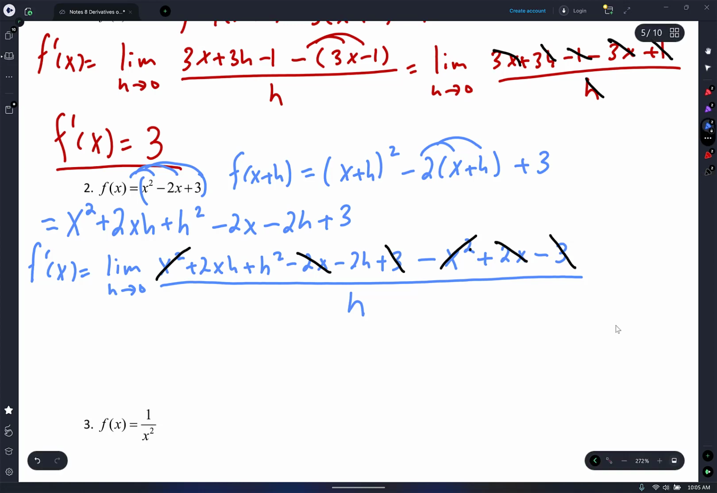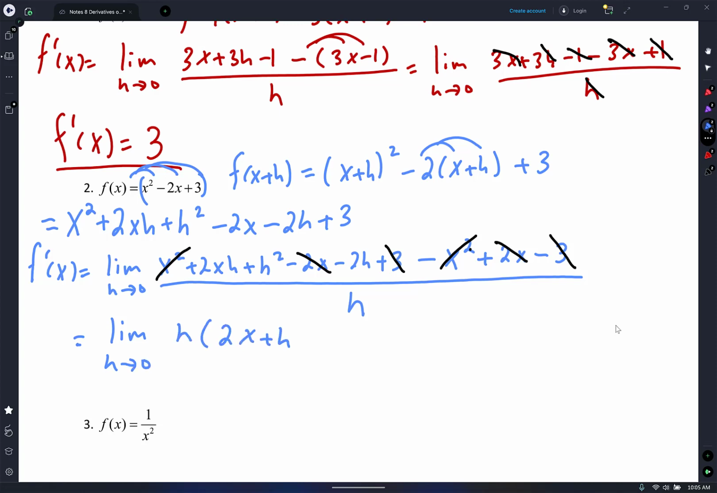Next, I notice that every term, there's 3 terms left, has an h on it. You can cancel it out immediately if you know what you're doing, but I would caution you. It's probably better to go slow in the beginning, and then once you've got the hang of it, you can just go scratch out, scratch out, scratch out. But at the beginning, go ahead and factor out the h so we know what we're doing. Limit as h approaches 0. Here's my h factored out. 2x plus h minus 2. All this is over h.